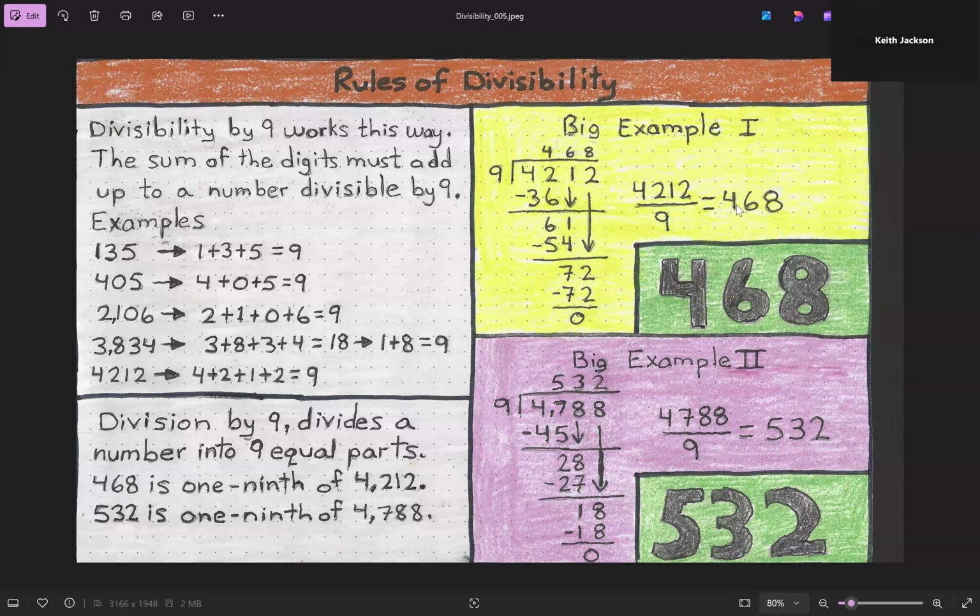In this edition of Rules of Divisibility, we're going to talk about dividing by 9. And divisibility by 9 works this way. The sum of the digits must add up to a number divisible by 9. And here are some examples.